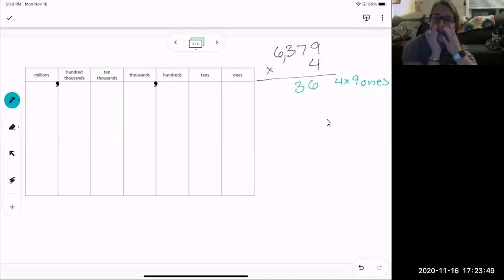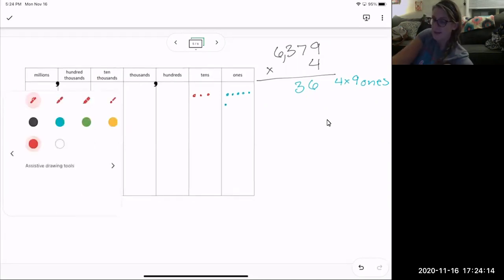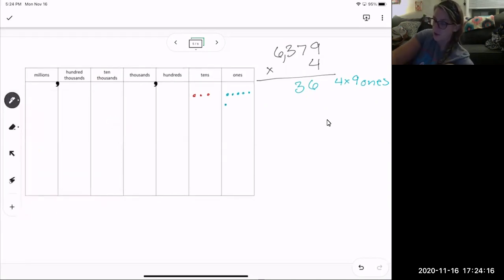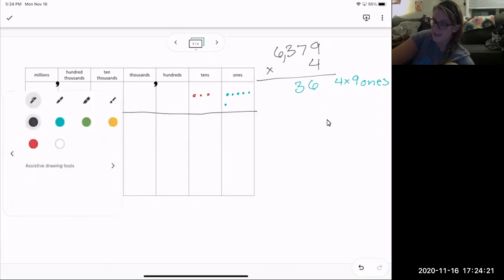When I'm writing 36, I see that I have a 3 in the tens place and a 6 in the ones place. So I can just represent 36 as 6 in our ones place and then 3 in our tens place. So I don't have to draw 36 ones. That would take forever. Okay, let's draw our line and do our tens next, our tens partial products next.